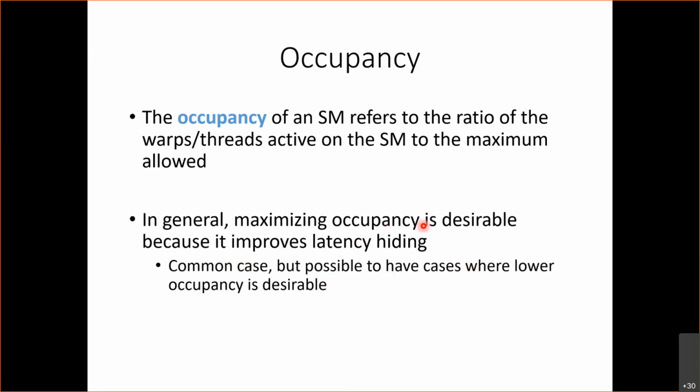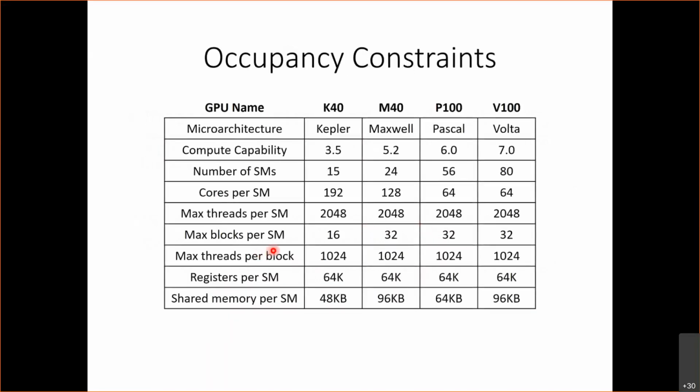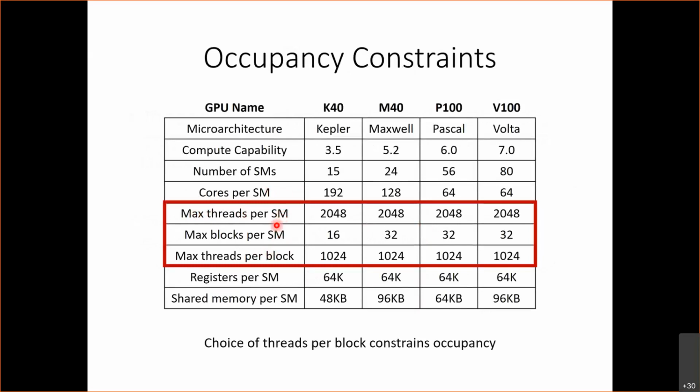Now, how can I maximize my occupancy? Well, to maximize occupancy, I need to think about some of these other constraints. Here we've seen cores per SM, and we've seen max threads per SM. But we also have these other limitations, which are the maximum number of blocks per SM and the maximum number of threads per block. There's also registers per SM, shared memory per SM, etc. So how I choose my block size impacts my occupancy.